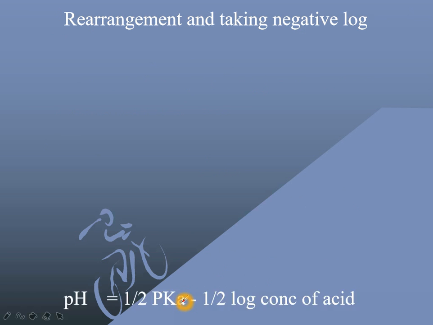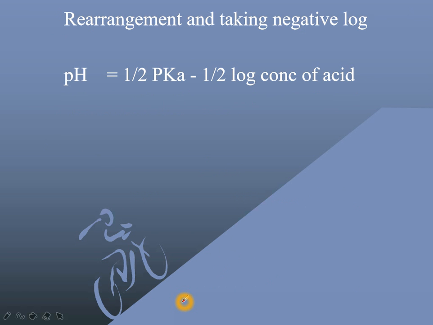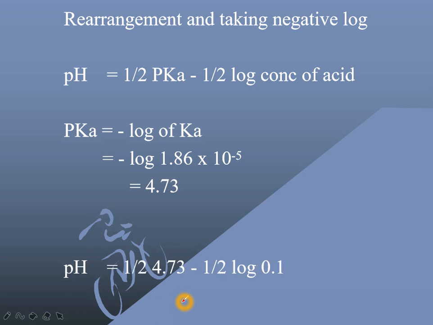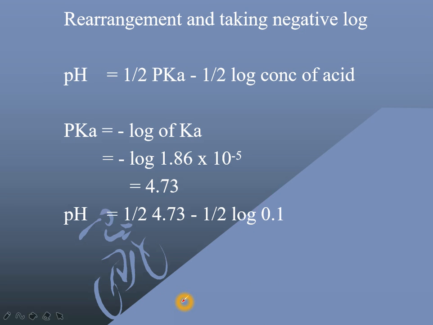Rearranging and taking the negative logarithm, we get the equation pH is equal to half pKa minus half log concentration of acid, where pKa is equal to negative log of Ka. The dissociation constant for the acid is 1.86 into 10 raised to minus 5, and we will get a value of 4.73. Substituting this value in the above equation, pH is equal to 1 by 2 into pKa, that is 4.73, minus half into log concentration of acid. Here, if we are adding 0.1 ml of the acid, that is log 0.1, the pH is equal to 2.87.